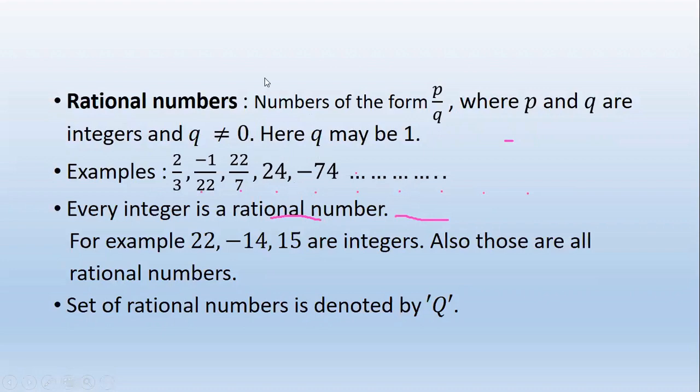Here we have observed that q may be 1, so that every integer is a rational number. Every integer is a rational number. For example, 22, minus 14, 15 are integers. Also, those are all rational numbers. The set of rational numbers is denoted by the notation capital Q.